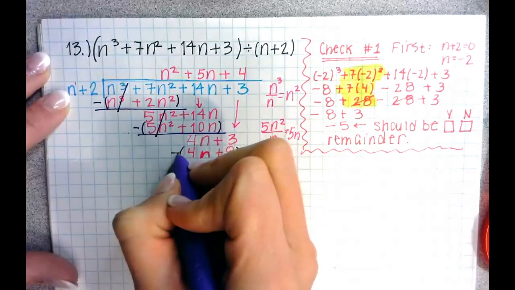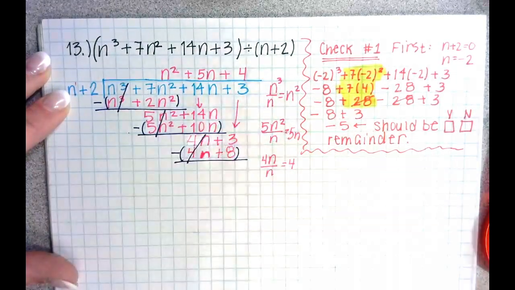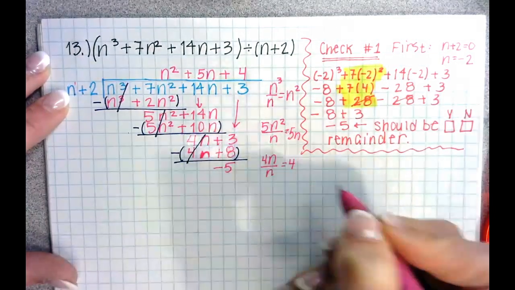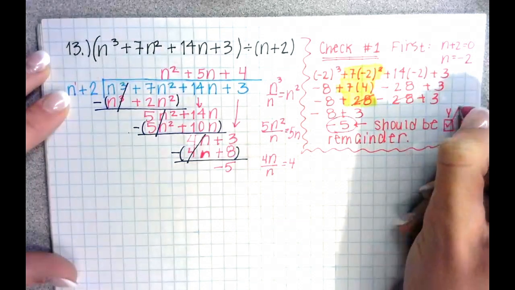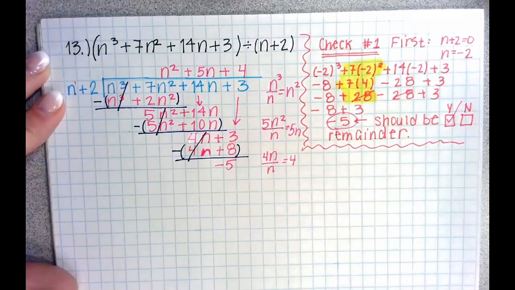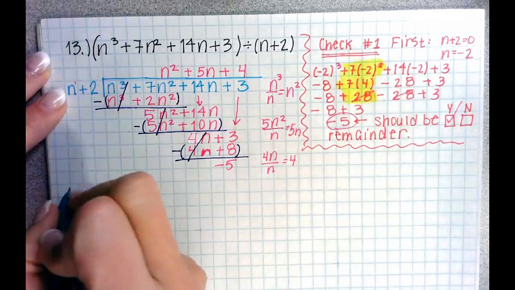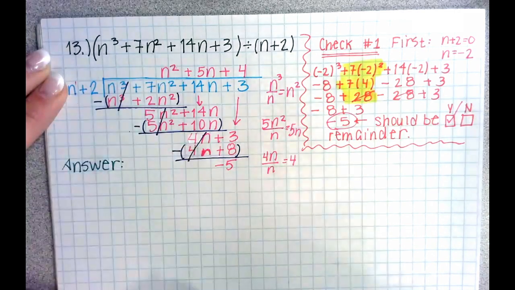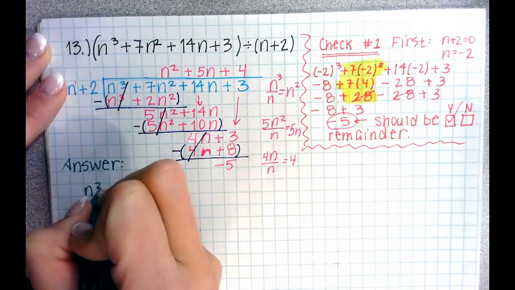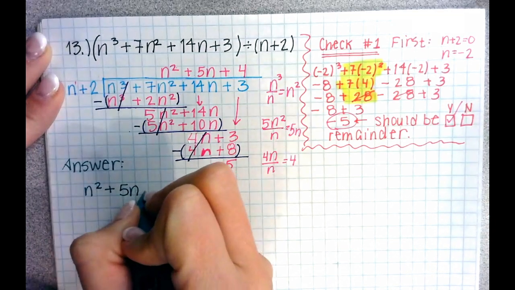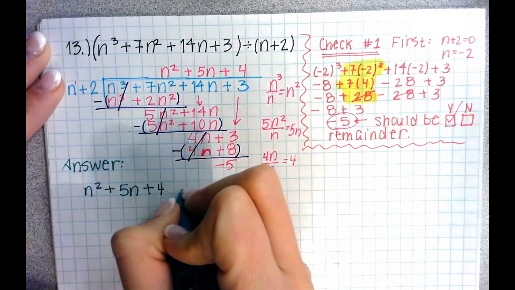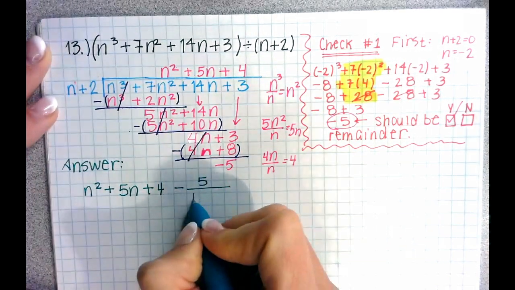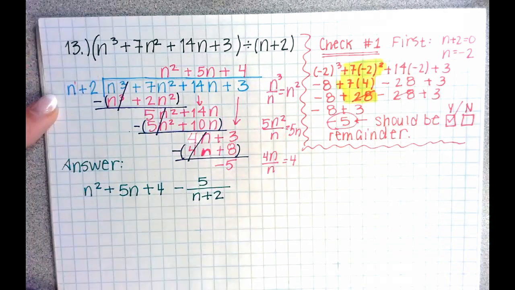Parentheses, minus sign, underline, cancel. Now I have a 3 minus 8, negative 5. Negative 5 should be my remainder, yes or no? Yep, doing good. Answer. I don't think I've been writing the word answer every time I do this, but try to get a good habit. We're going to have n squared plus 5n plus 4 minus 5 over n plus 2. And that is your solution.